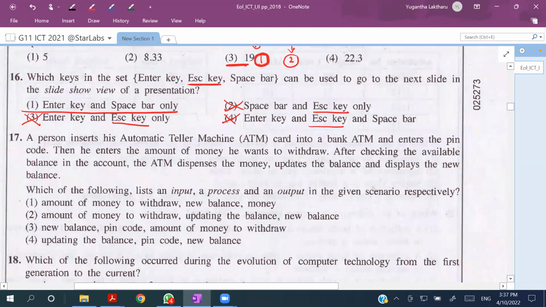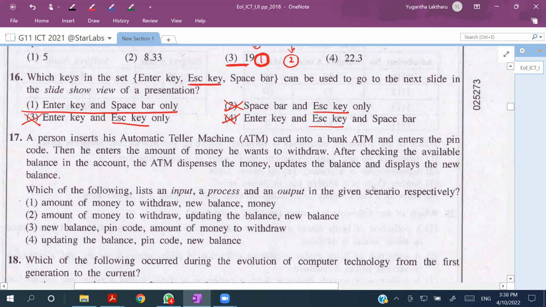Right, 17th. A person inserts his automatic teller machine card into the bank ATM and enters the PIN code. Then he enters the amount of money he wants to withdraw. After checking the available balance in the account, the ATM dispenses the money, updates the balance, and displays the new balance. Which of the following lists an input, process, and output in the given scenario respectively?